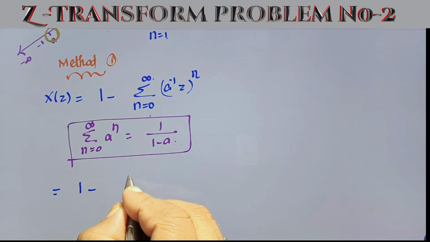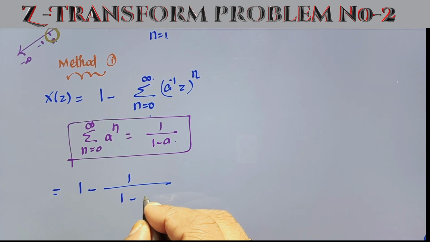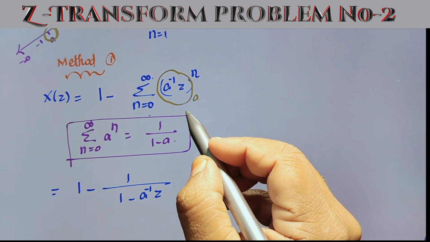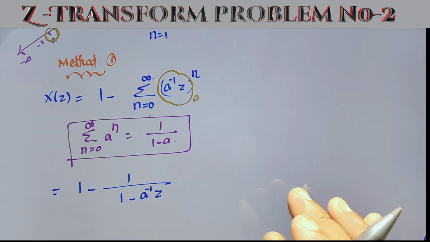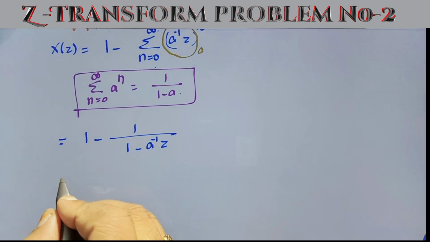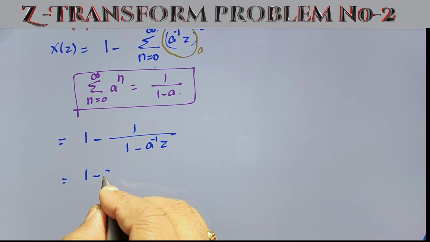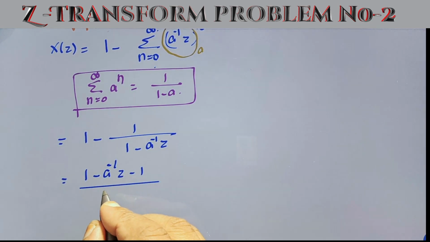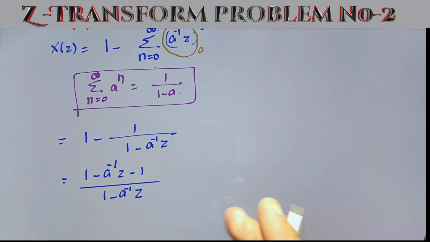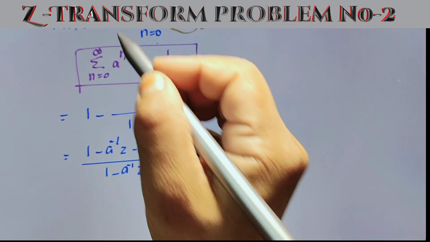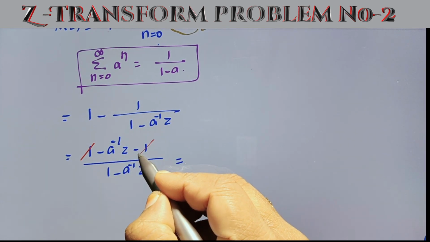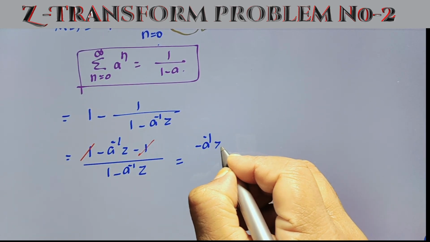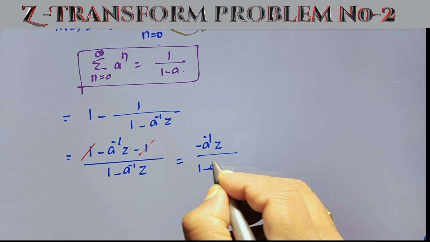So, 1 minus 1 by 1 minus a inverse z, because this is a. This is for a, right? Instead of a, you have to write a inverse z, right? Ordinary simplifications, take LCM. 1 minus a power minus 1 z minus 1 the whole divided by 1 minus a inverse z. So, here this term and this term get cancelled. The remaining term is minus a inverse z divided by 1 minus a inverse z.